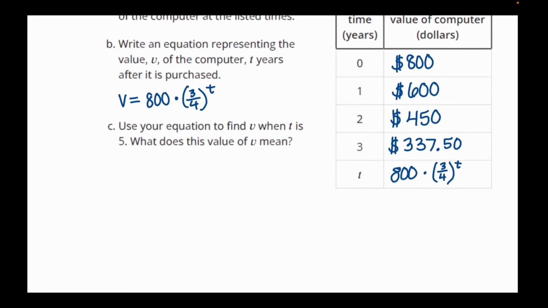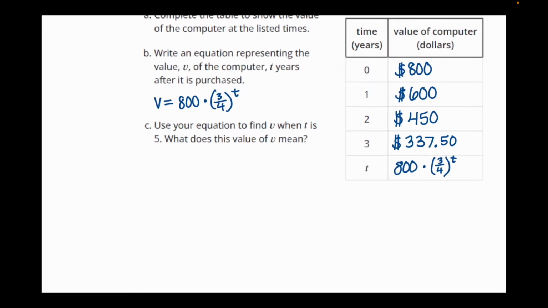Now part C says, use your equation to find v when t is 5, and what does this value of v mean? So we're going to say v equals 800 times 3/4 to the power of 5, and this definitely plug into a calculator.